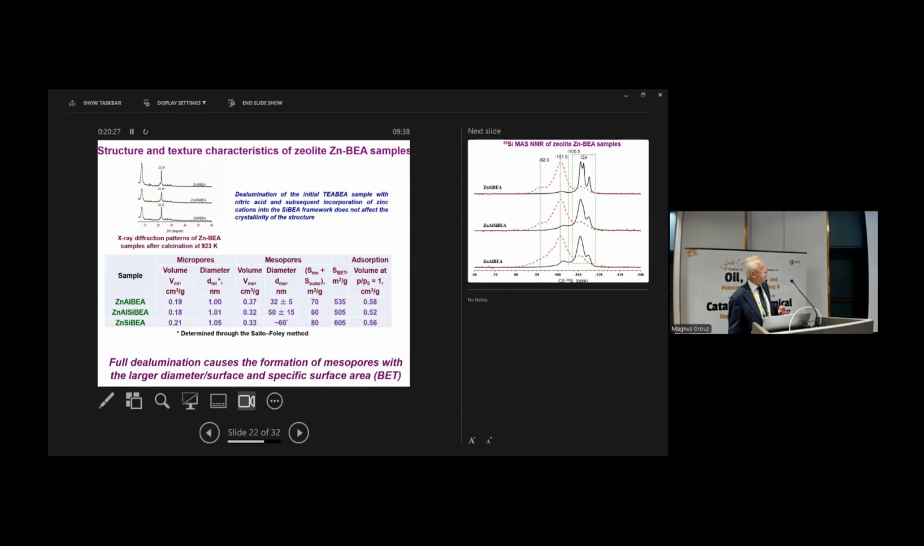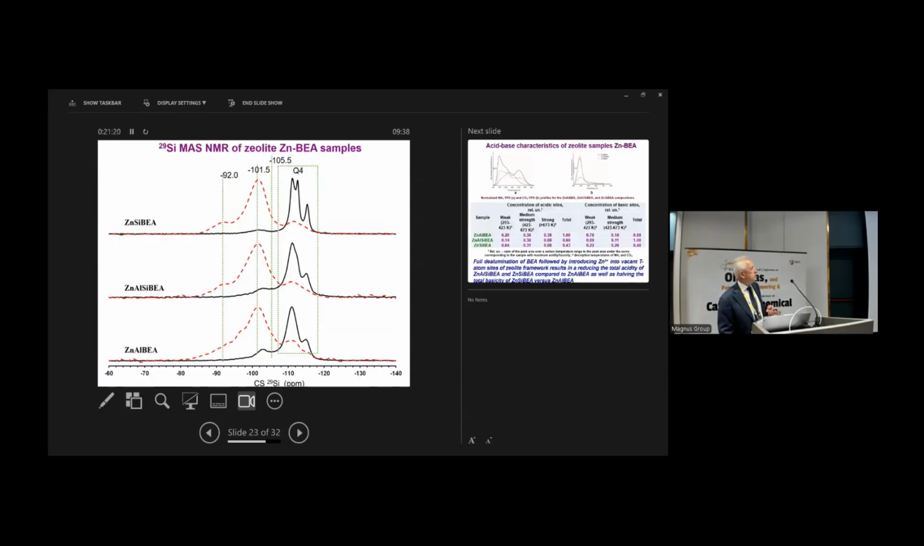In the first, I can show that this diffraction pattern for the three kinds of catalysts is very similar. So it means that dealumination and incorporation of zinc in the zeolite is not going to destroy the structure, and with incorporation of the zinc in this free support Al beta, Al SC beta, and SC beta, we form zinc Al beta, zinc Al SC beta, zinc SC beta catalyst with microporous and mesoporous property. Then silicon magic angle spinning NMR of this sample confirms that in this case we form a very similar pattern of zeolite.